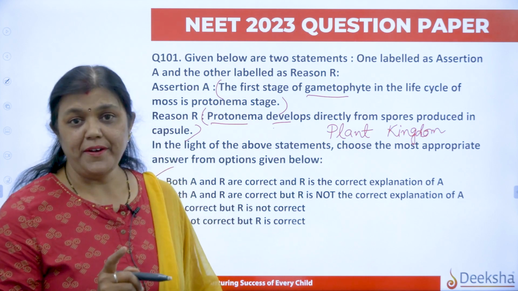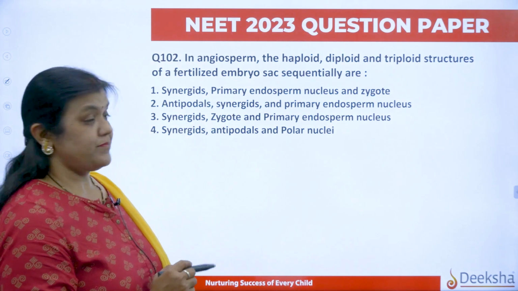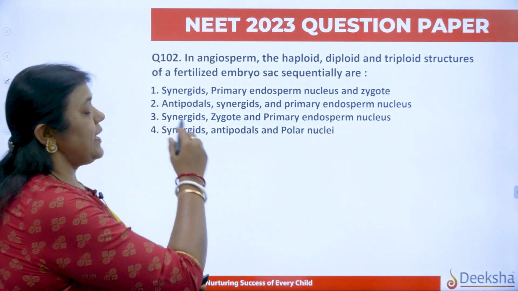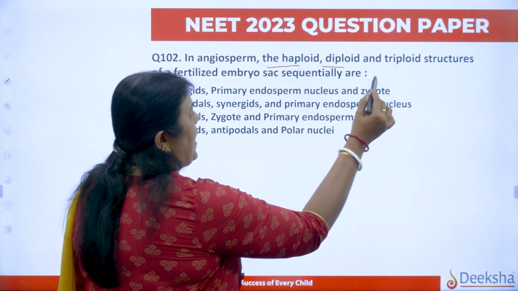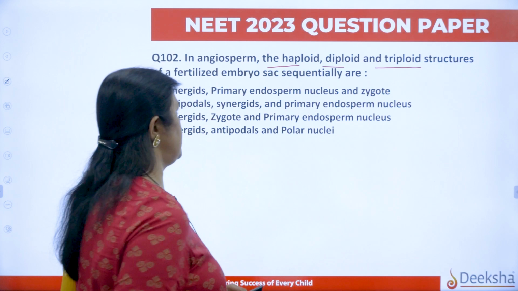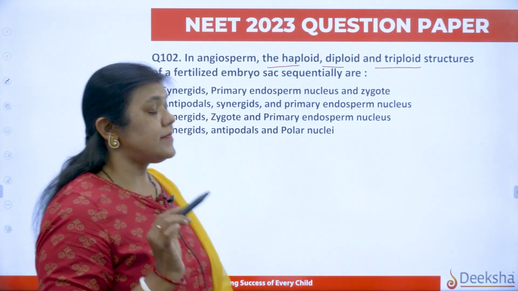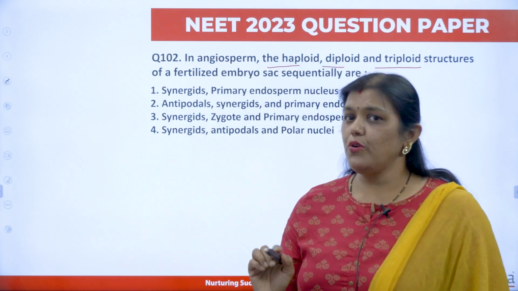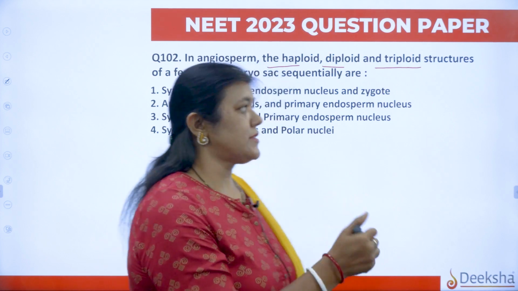Right? I hope you got it. Let's move to the next question. The next question says, okay, small, pretty interesting. Let's see. In angiosperms, the haploid, diploid, and triploid structures of a fertilized embryo sac sequentially are. Now, what is the catch over here? You know that there are 3 things asked over there. What are the 3 things asked over here?